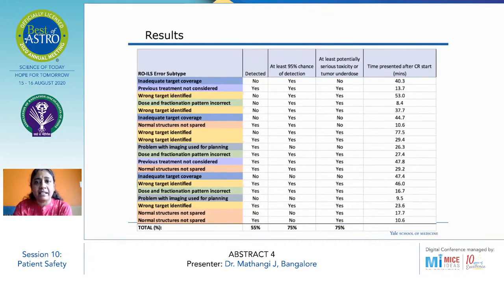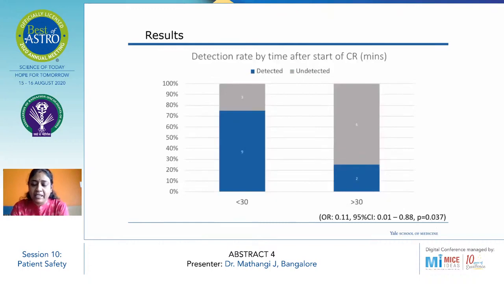So if you see, these are the results. The results point out that there are a lot of errors that were not detected. It may be related to the chart rounds, or to fatigability or the number of cases, as we have already identified. But we can see that inadequate target coverage and things like dose and fractionation pattern, for example 30 gray in 10 fractions or 20 gray in 5 fractions, the incorrect pattern was presented at the 8th minute. It was not at the far end. It was very early in a chart round, but still it went undetected, which is grossly catastrophic.